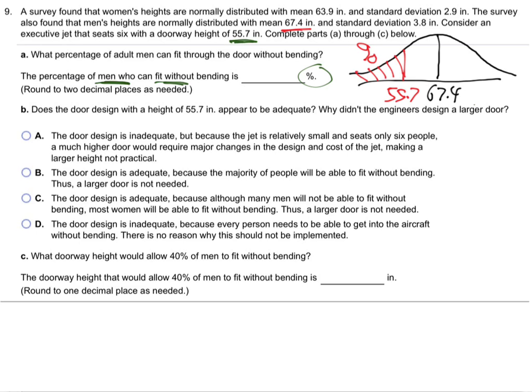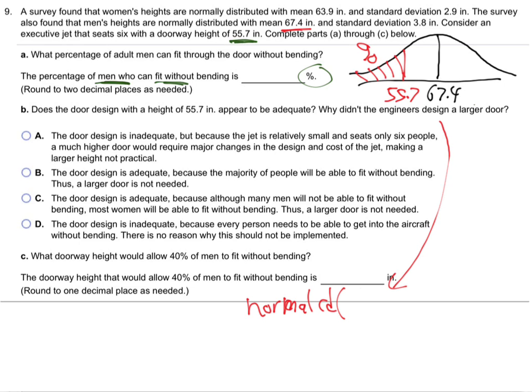So am I going to do inverse or norm? Norm, because I want the percentage. So it's normal CDF. Okay, and what do you put in normal CDF?